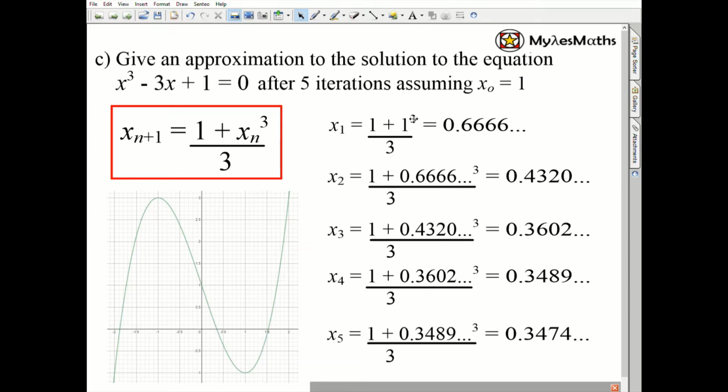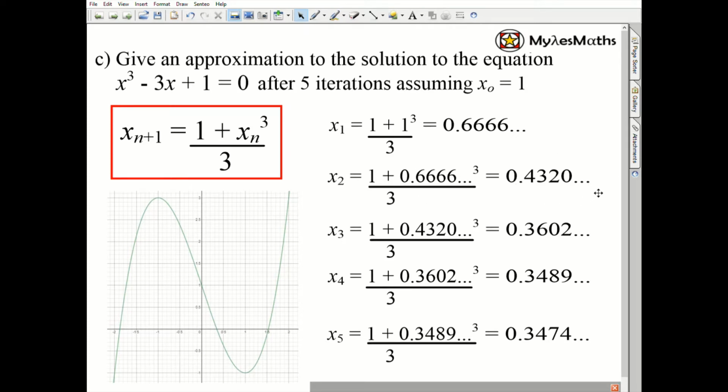So 1 plus 1 cubed gives me 2. 2 divided by 3 is 0.6 recurring. I then take the 0.6 recurring and I substitute that into the formula. So this was my first iteration. This is my second iteration. So 1 plus 0.6 recurring cubed over 3.